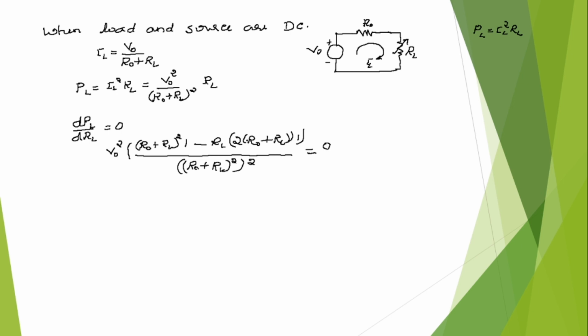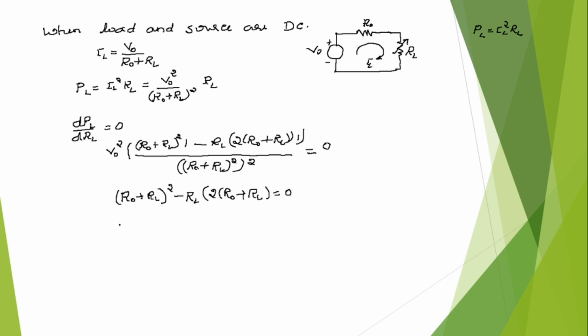Whenever the fraction is 0, it is because the numerator is 0. V0 cannot be 0, because if it is 0 it would be short circuited. So that means (R0 plus RL) square minus RL into 2 (R0 plus RL) equals 0.